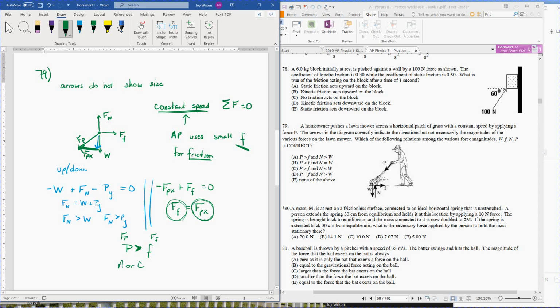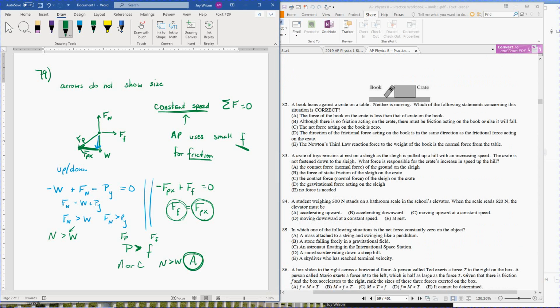Then they ask us about normal and weight. And normal and weight, as we showed right here, normal has to balance weight and the force that the man is pushing down with. So normal has to be bigger than weight. So our correct answer is actually letter A. So that's how we're going to analyze that one.